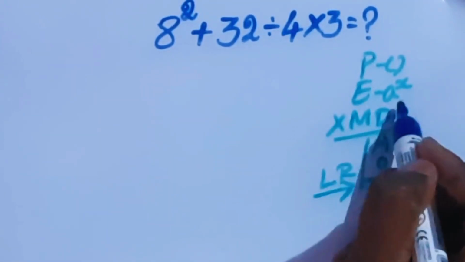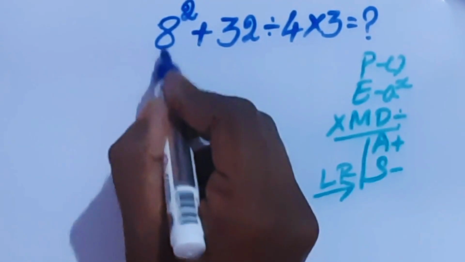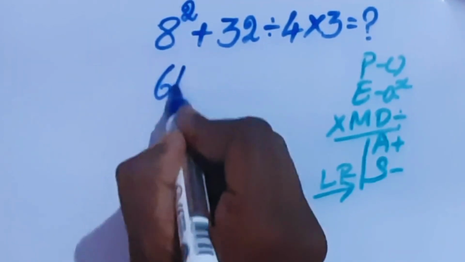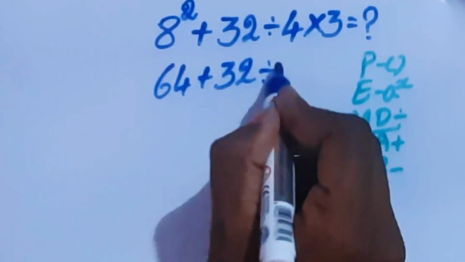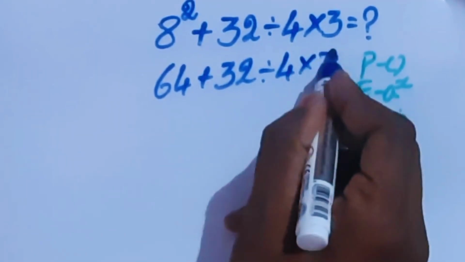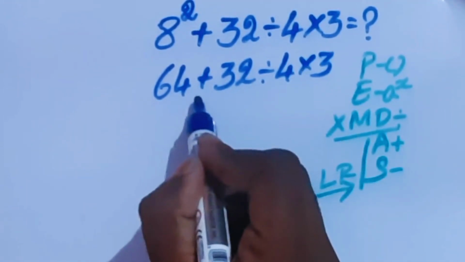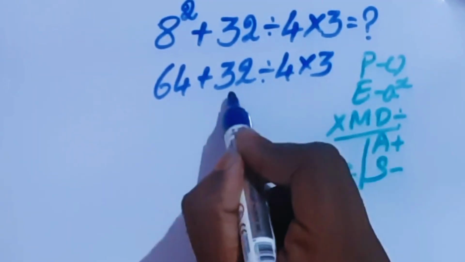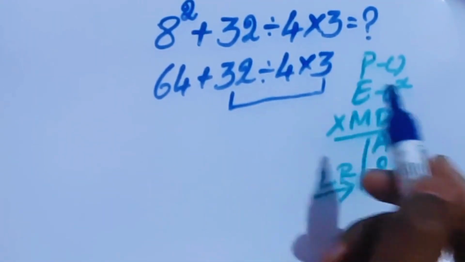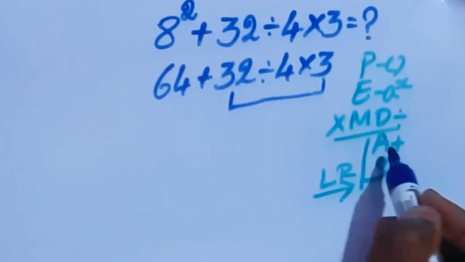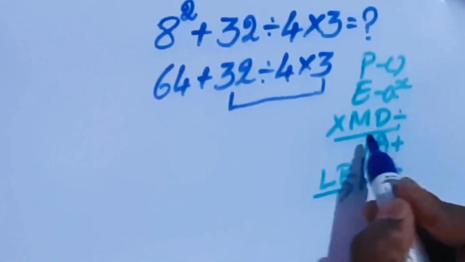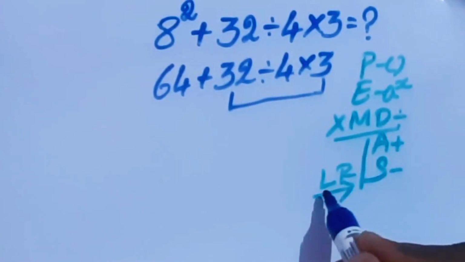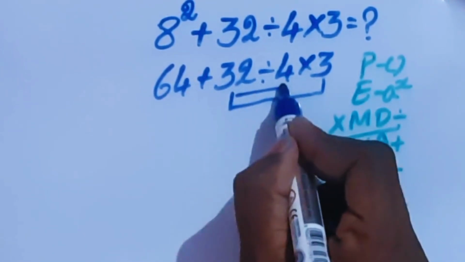Here, as per PEMDAS, this exponent is higher priority. So, 8 square is 64 plus 32 divided by 4 times 3. Here we have addition, division and multiplication. Division and multiplication are higher priority than this addition. So, we have to do this. Here, division and multiplication are equal priority. For this, we are going to follow the left to right rule. Left to right is this.